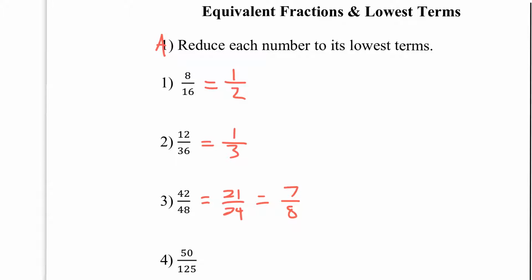50 over 125, if you think about money, quarters, 50 cents makes up 2 quarters. $1.25 makes up 5 quarters. So that reduces to 2/5.